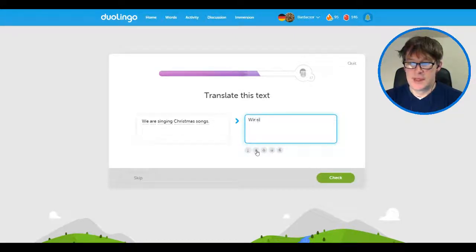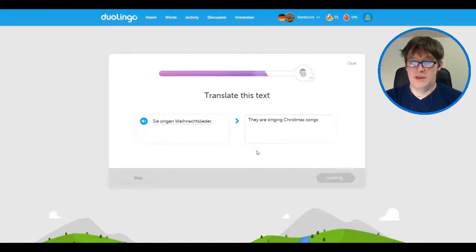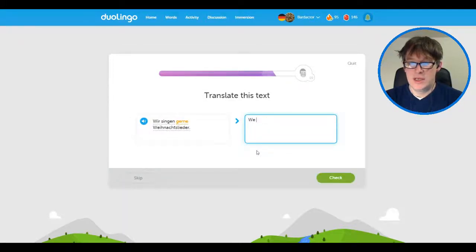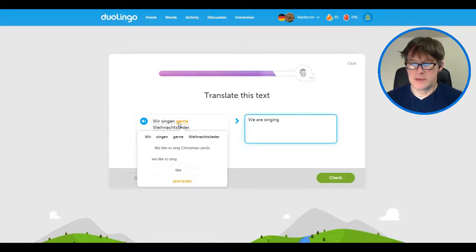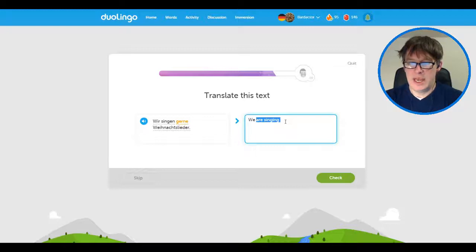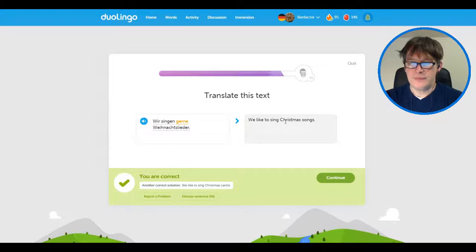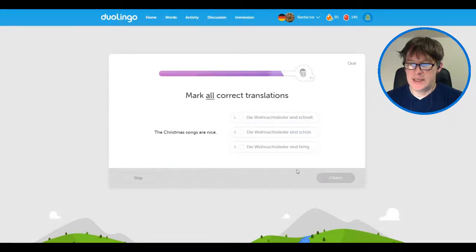Wir singen Weihnachtslieder. Sie singen Weihnachtslieder. They are singing Christmas songs. Wir singen gerne Weihnachtslieder. We are singing gerne, we like to sing Christmas carols. Okay. We like gerne, okay, to sing Christmas songs. Okay. The Christmas songs are nice. Die Weihnachtslieder sind schön.